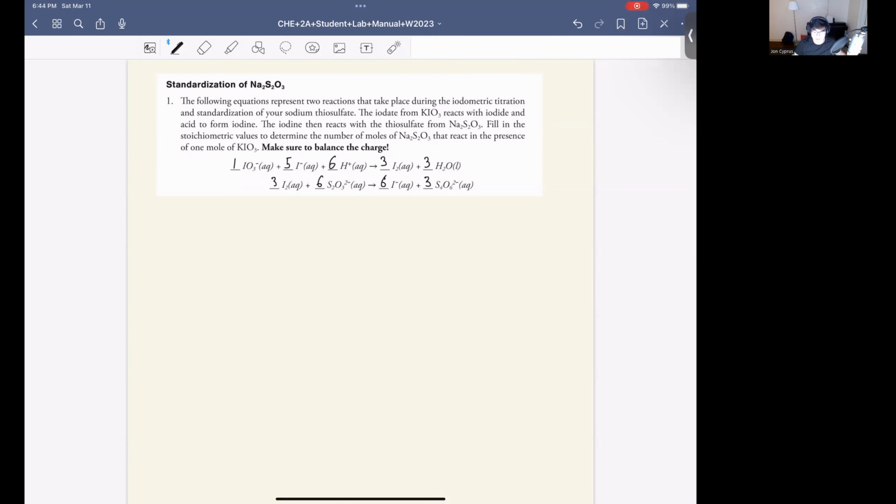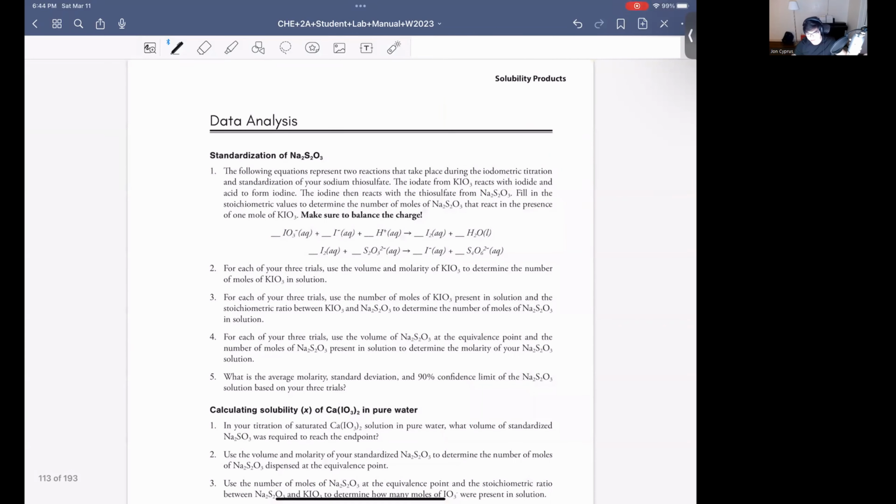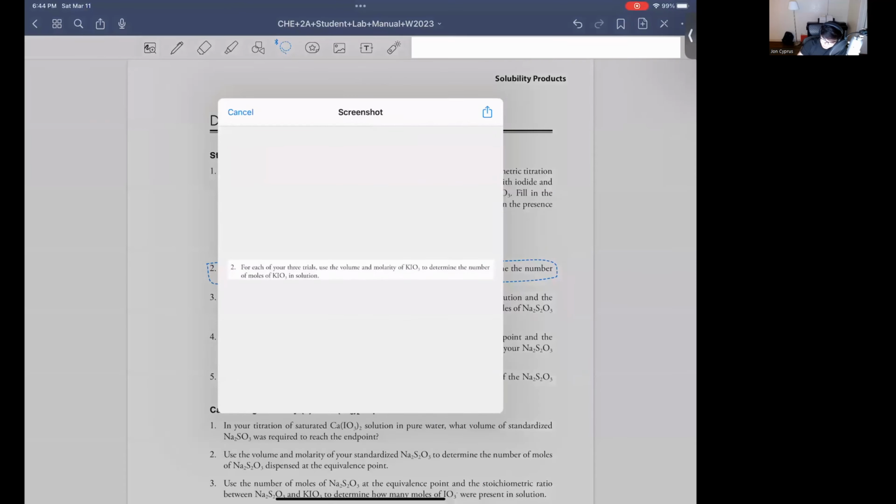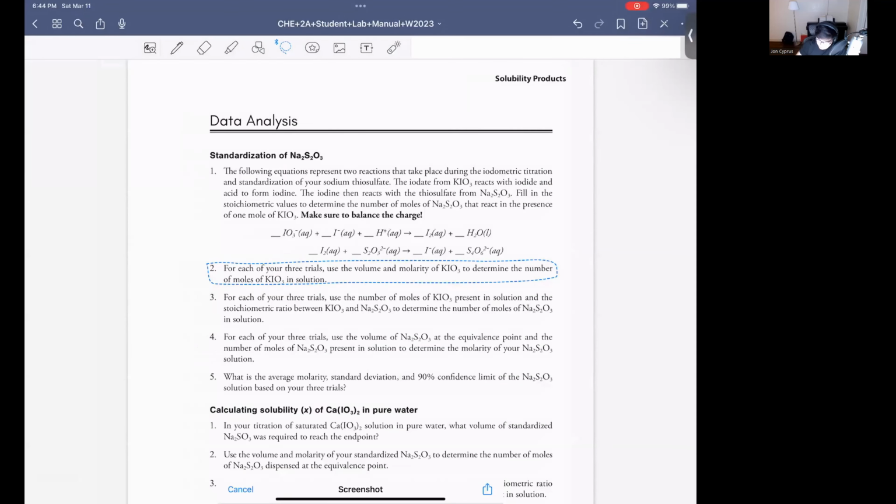All right, so now we can go to the next question, which says, for each of your 3 trials, use the volume and molarity of potassium iodate to determine the number of moles of KIO3 in solution. So this one's actually pretty easy once you have your equation.